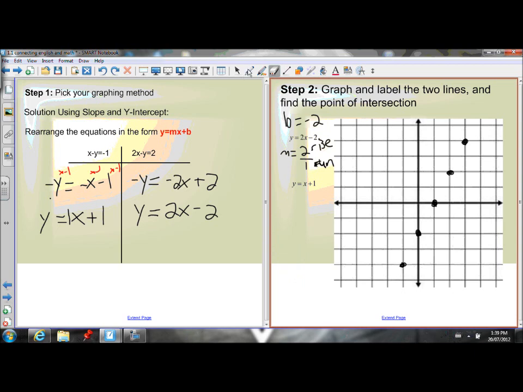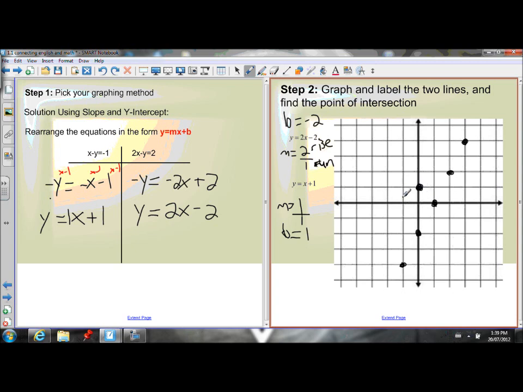Let's graph y equals x plus 1. My slope is 1 because I know there's an invisible 1 in front of that x, and my y-intercept is at 1. Okay, and I know any whole number is over 1. So my slope is actually 1 over 1. So I'm going to plot my y-intercept first. That's always your first step.